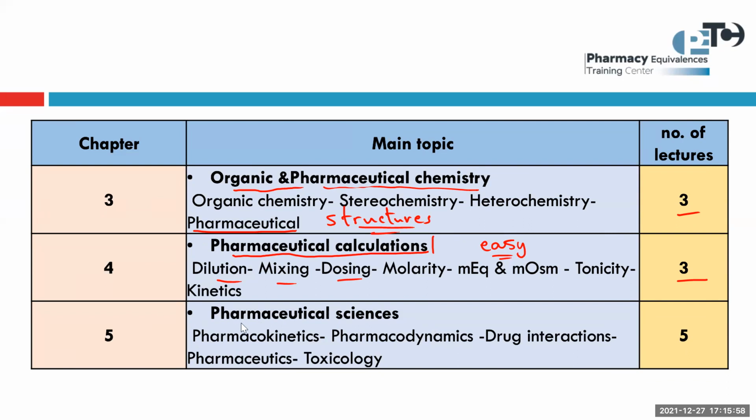After that, we have pharmaceutical sciences. We will cover pharmacokinetics, pharmacodynamics, drug-drug interaction, which is very important in the exam. There is no exam without drug-drug interaction. You will get about 5 to 10 questions related to the interactions. We will study and learn how we can identify and expect the interactions even if we don't know them. Okay, pharmaceutics is also an important part. Toxicology, those will be in 5 lectures.